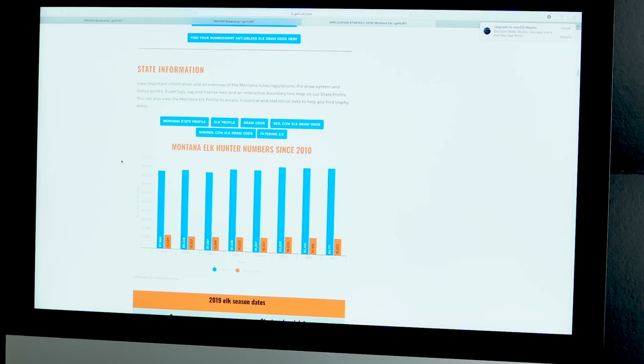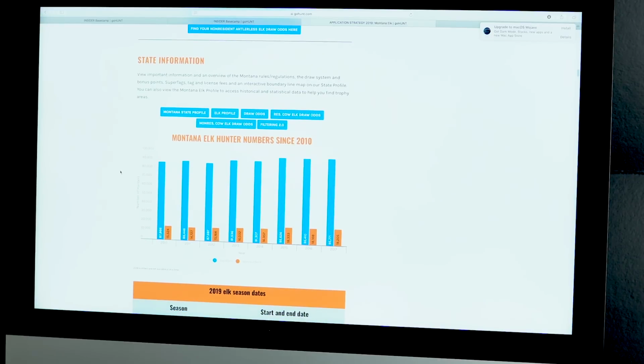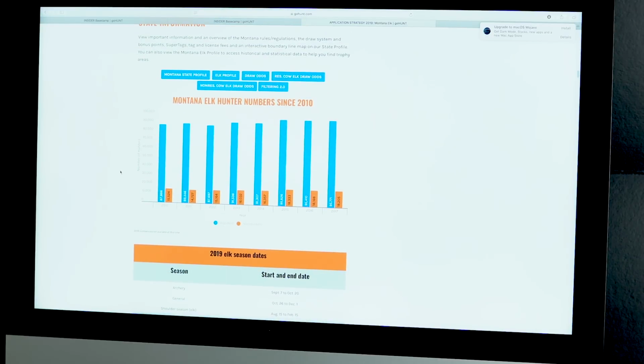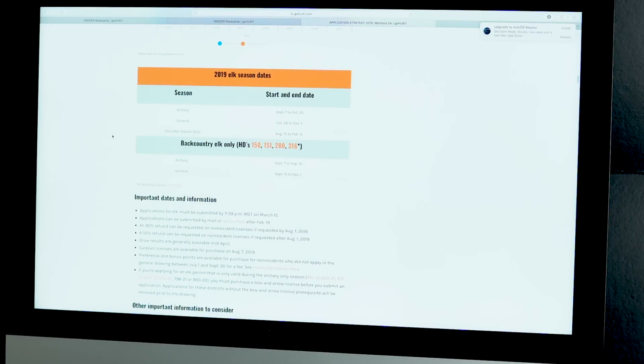The number of hunters in Montana is huge. I think it's in the top 2 or 3 for total number of hunters and elk harvests. So it's definitely a state that should be on your radar if you're a non-resident looking for an elk hunting destination. The deadline for applying for Montana this year is March 15th, so be sure and get your applications turned in before then.